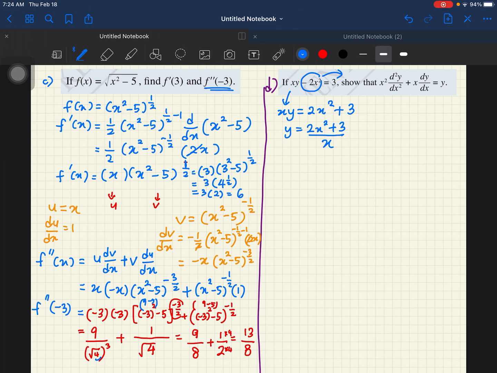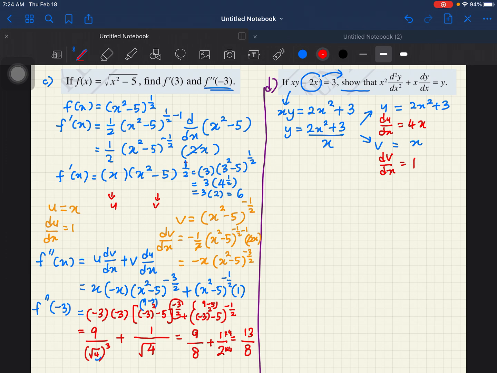Okay, yang ni banyak sikit kerja nak buat. So disuruh proof. Show that x squared d squared y over dx squared plus x dy over dx is equals to y. So we have to prove that dia adalah equals to y. Okay. So kat sini kita ada u, kita ada v. So u kita adalah 2x kuasa 2 tambah 3. V kita adalah x. So du over dx kita adalah 4x. dv over dx kita adalah 1.